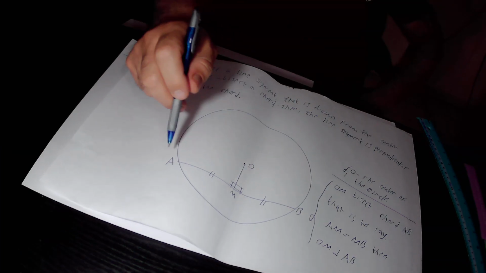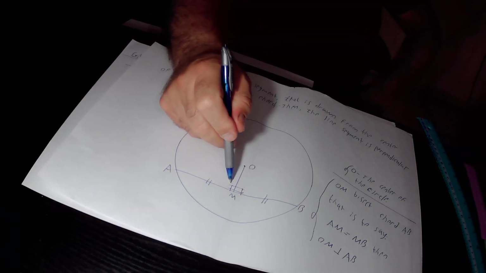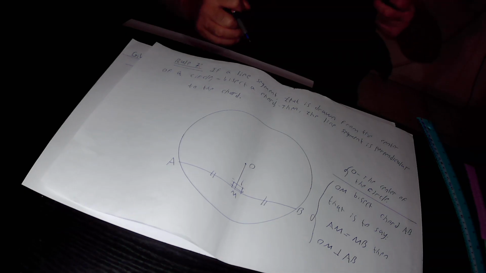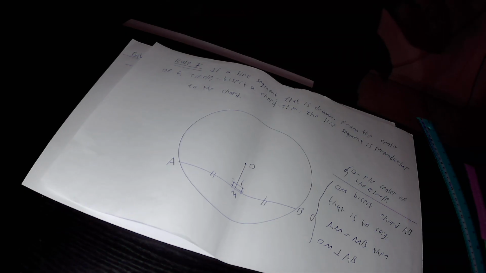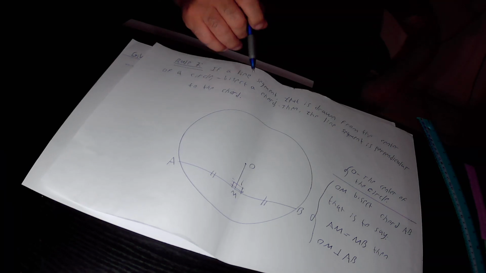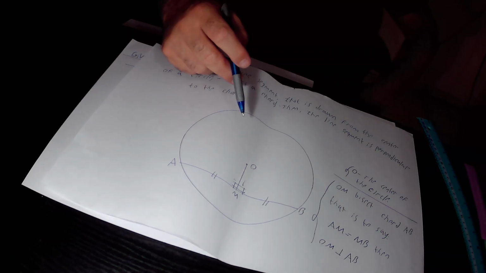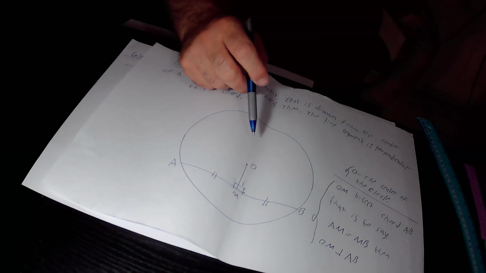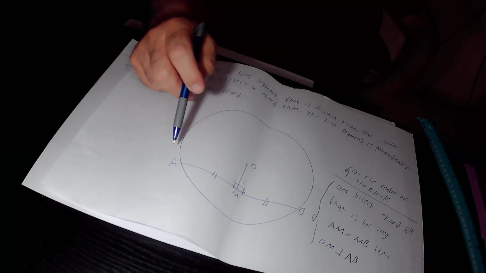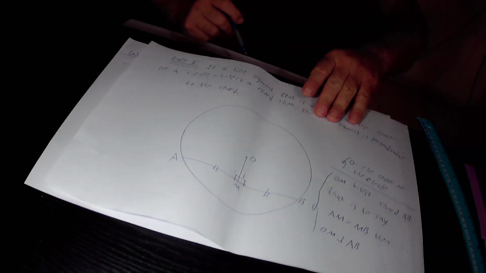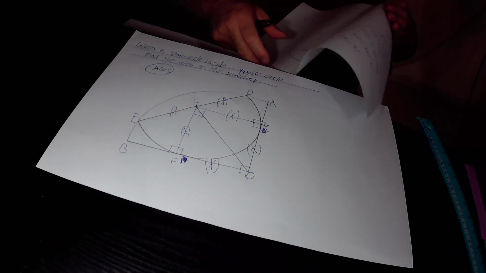If OM is perpendicular to AB, it means that this angle equals 90 degrees and this angle also equals 90 degrees according to rule 7. So whenever you have a line segment that is drawn from the center of the circle and that line segment bisects any chord, it will be also perpendicular to that chord. Here, line segment OM bisects chord AB, and therefore OM is also perpendicular to AB. That is to say, this angle equals 90 degrees and this angle also equals 90 degrees. So I can actually implement rule 7 in our drawing.